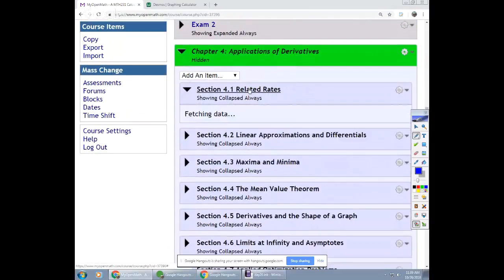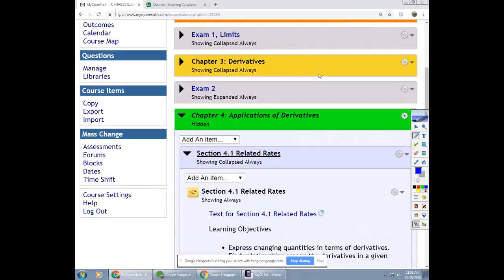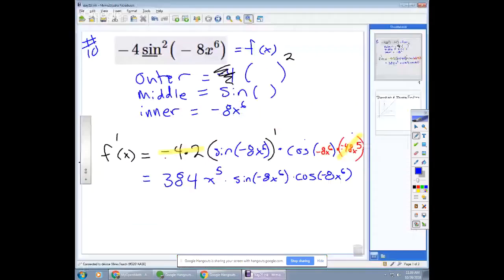Related rates. Related rates are physical applications of the chain rule. That's what the chain rule does. It's how to relate two things that are changing together. Two or more things that are changing together. Oh, I got another cute example of real life chain rule.